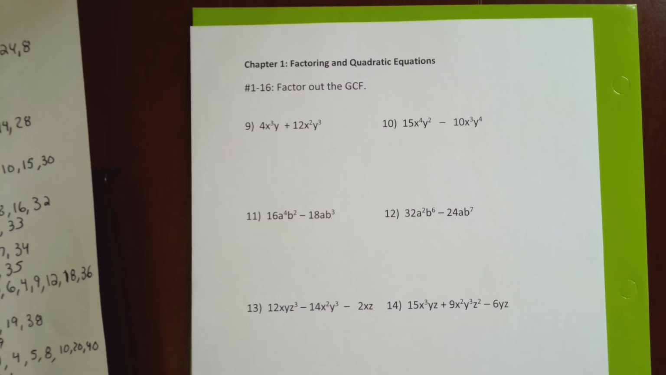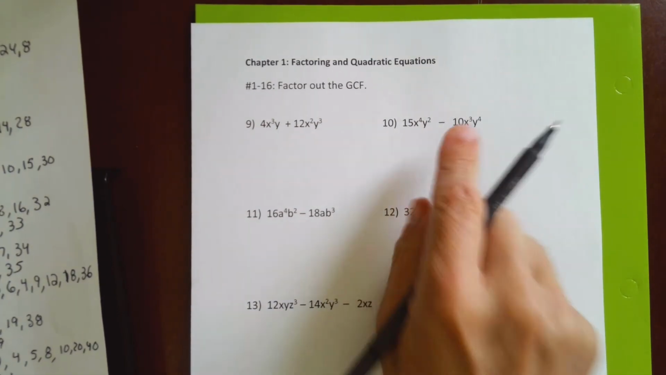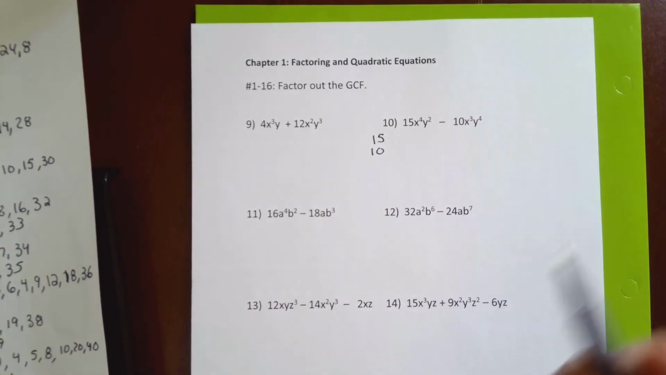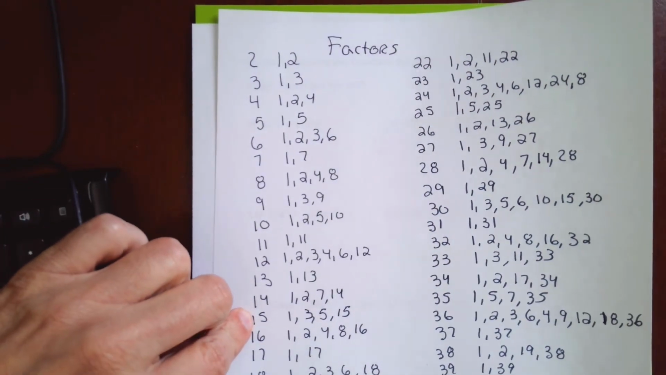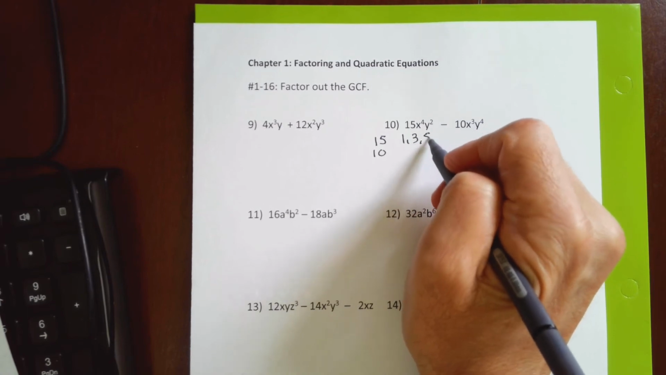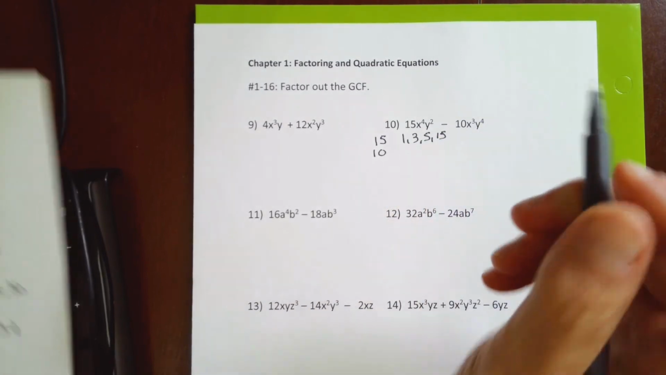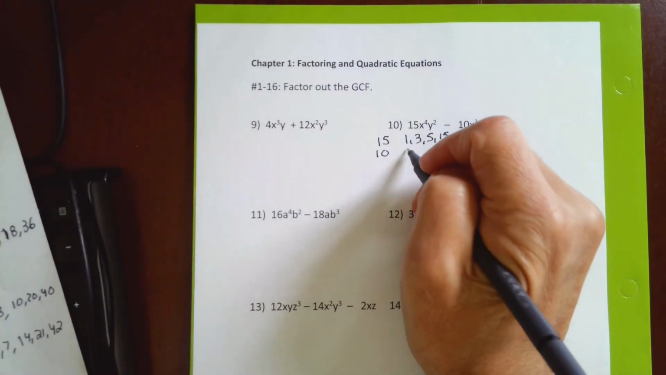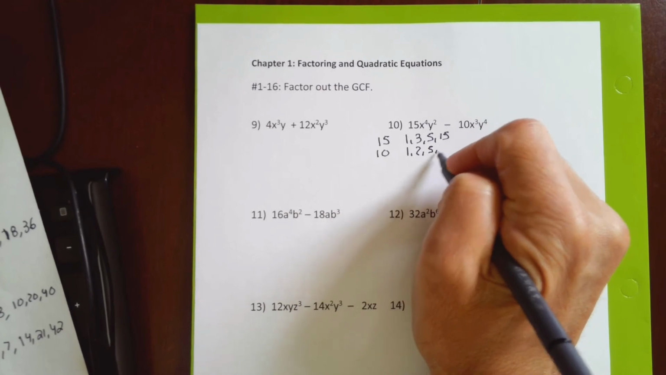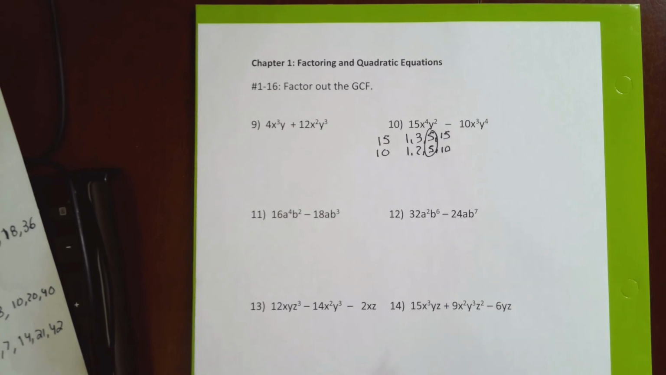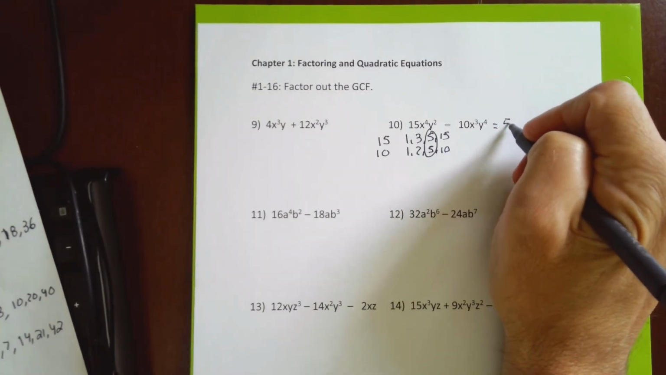All right, so for 10, I have a number 15 and a number 10. I know that the common factor of those is a 5, but I'll do this from this. 15, the factors are 1, 3, 5, and 15. And for 10, the factors are 1, 2, 5, and 10. So the common factor, or the greatest common factor, is going to be 5. So in front of a parentheses, I'm going to put a number 5.